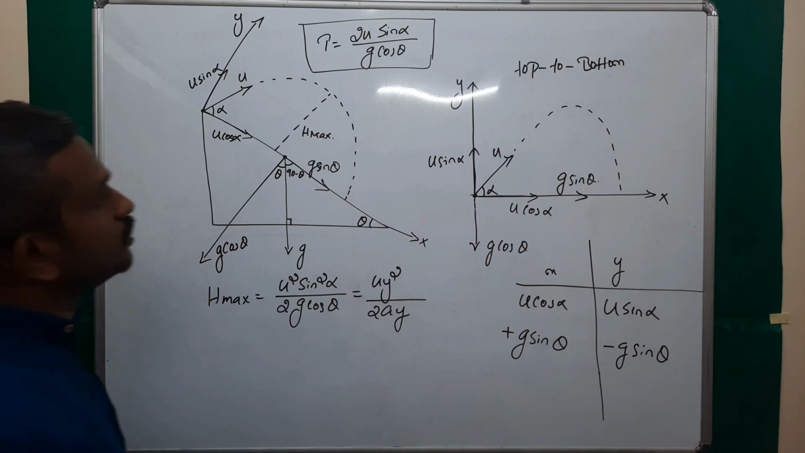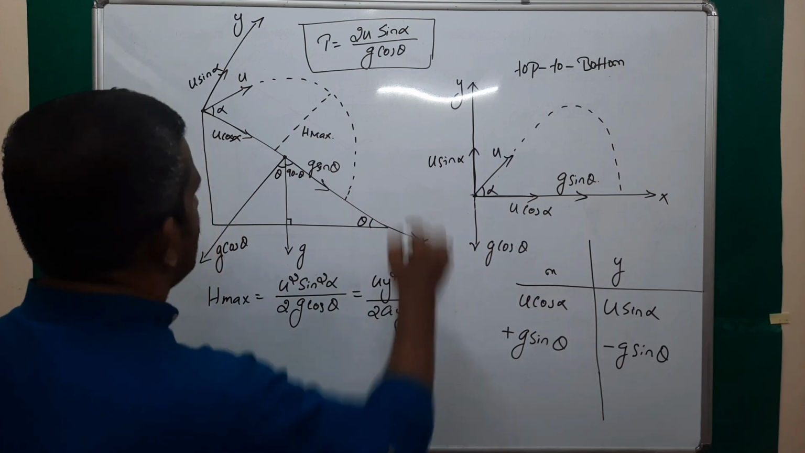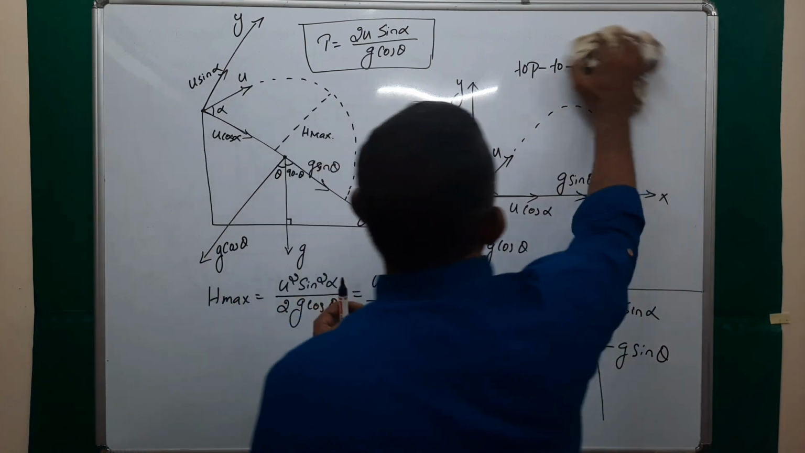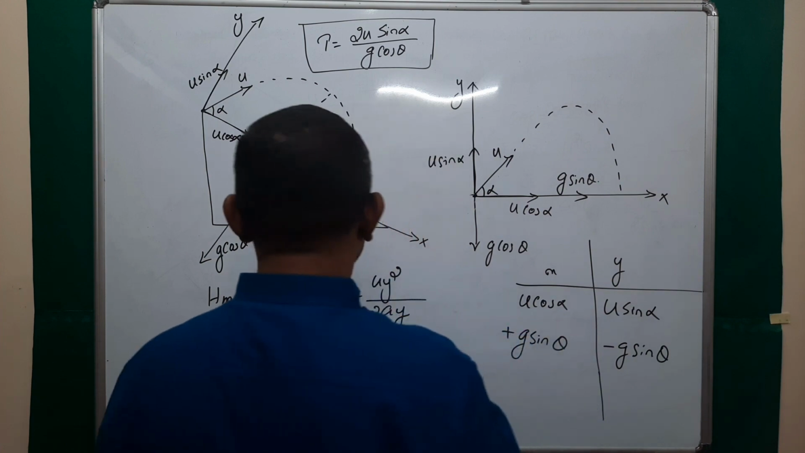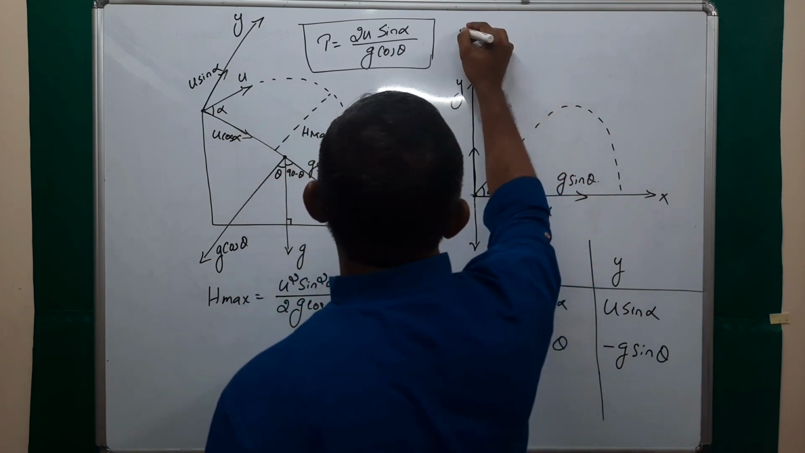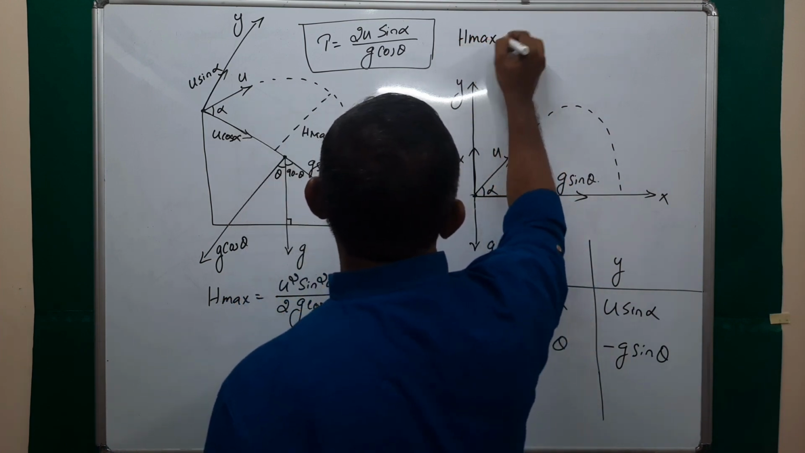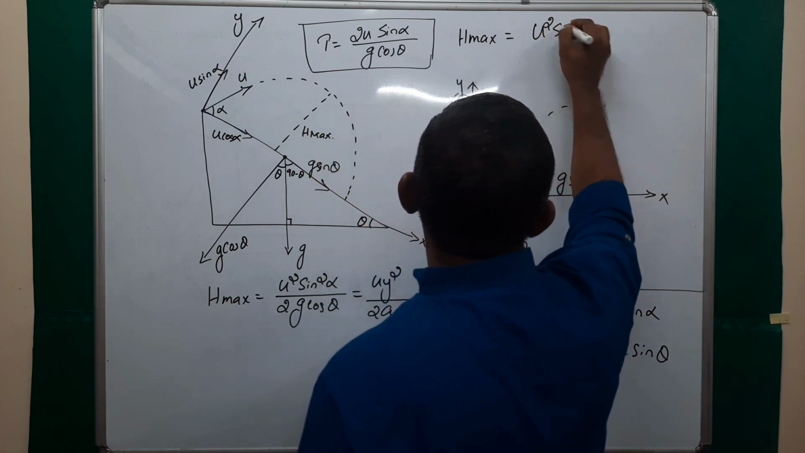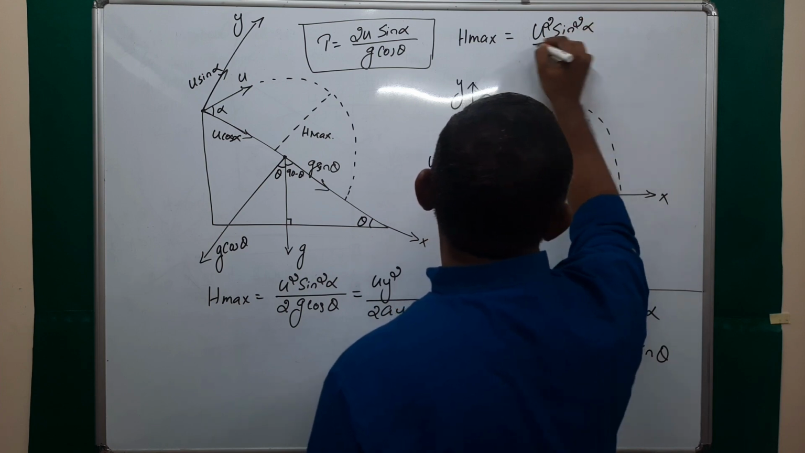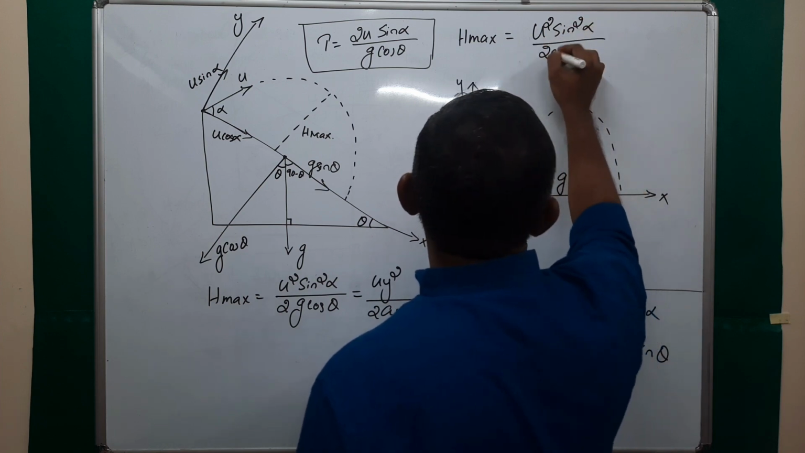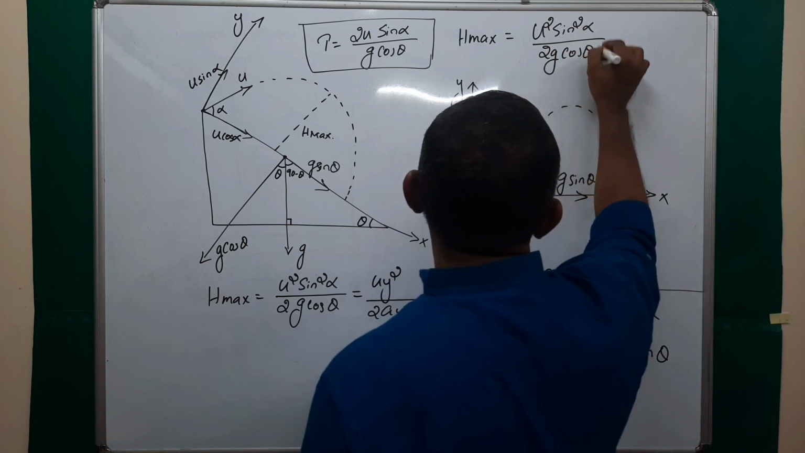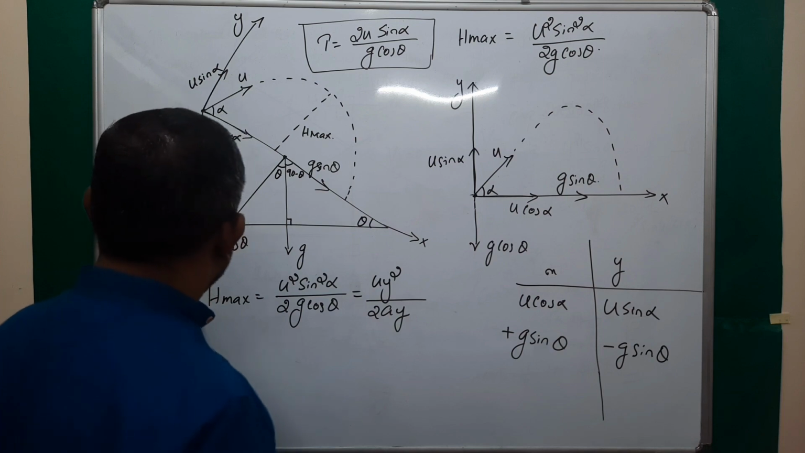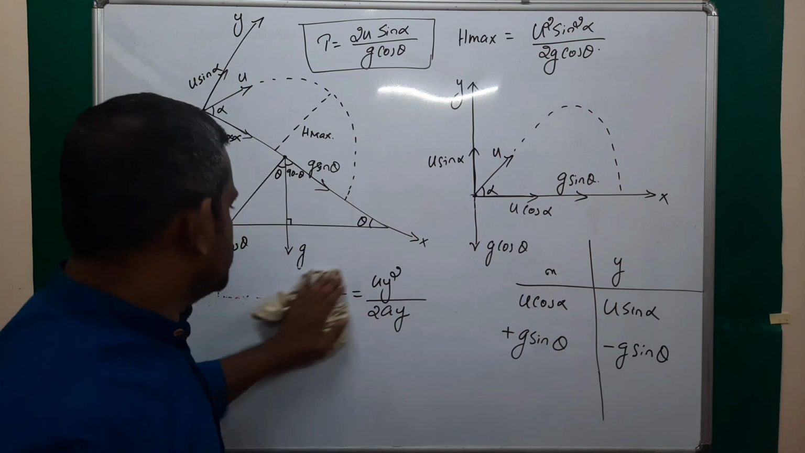So H max, what is the formula? You can write here that H max is equal to u square sin square alpha divided by 2g cos theta. So this is the maximum height.